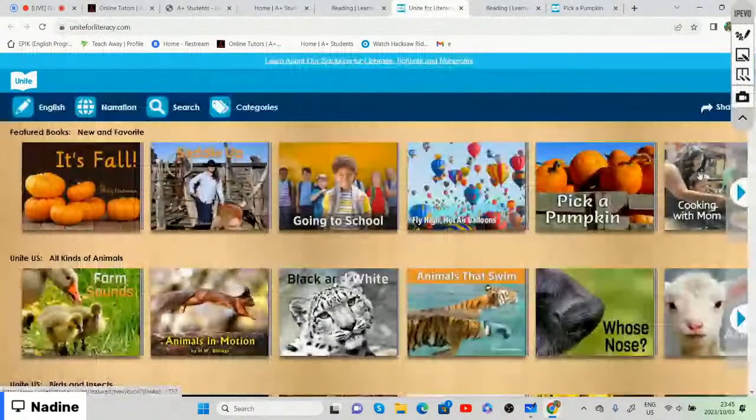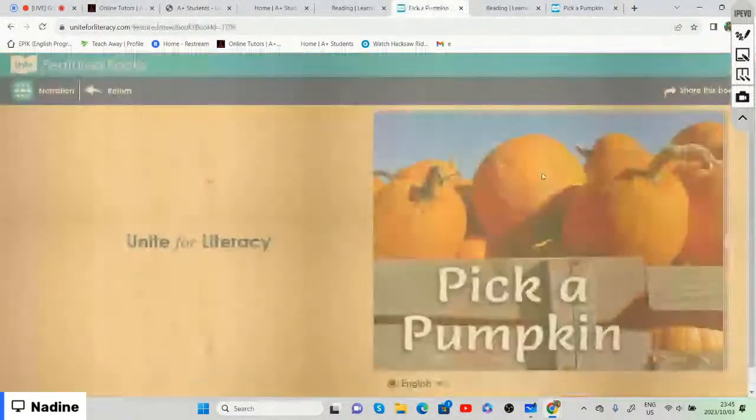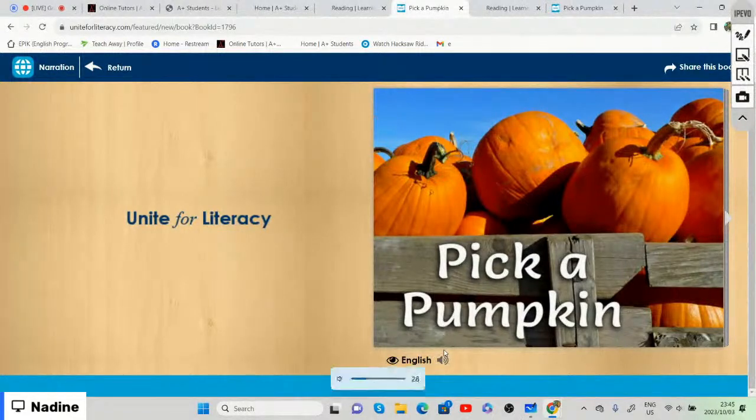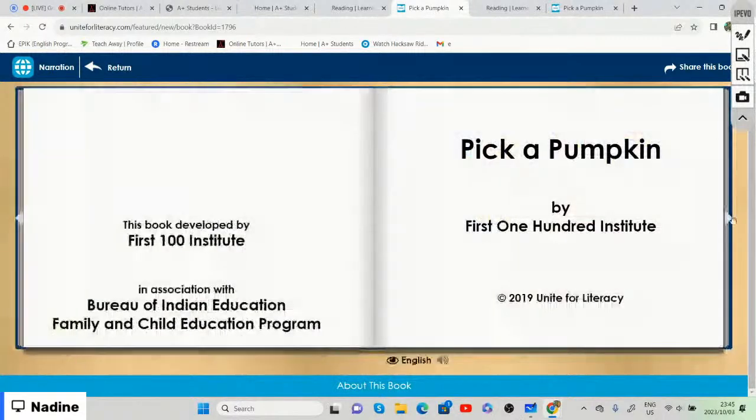And the book that we are going to be reading aloud is Pick a Pumpkin. Pick a Pumpkin by First 100 Institute.